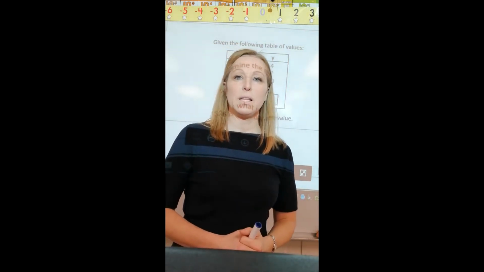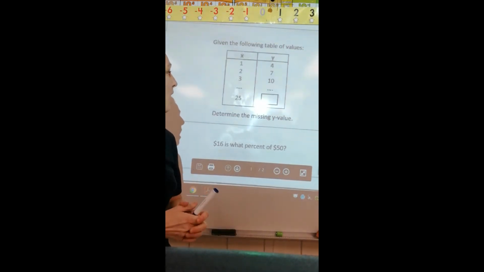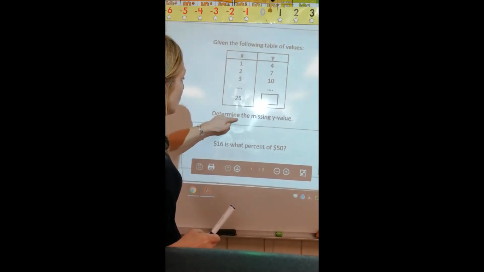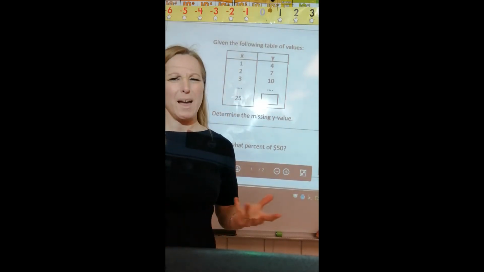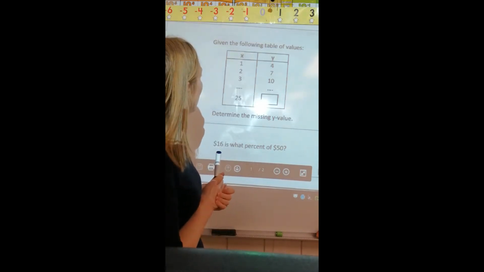Well, this question should look familiar. We looked at questions just like this yesterday. So I've got a function table. Couple ways I could do this. I could keep going all the way down until I get to 25, but I don't want to do that. Instead, I want to try and come up with a rule.